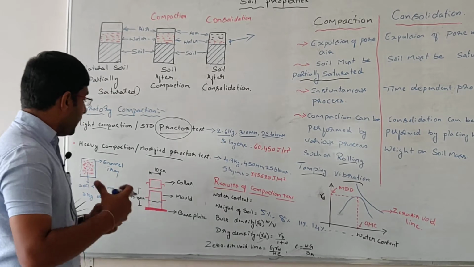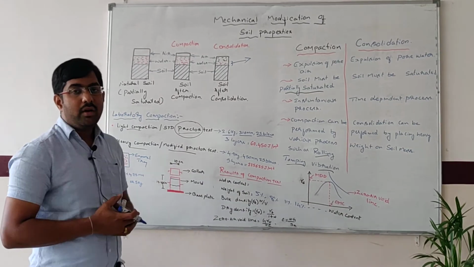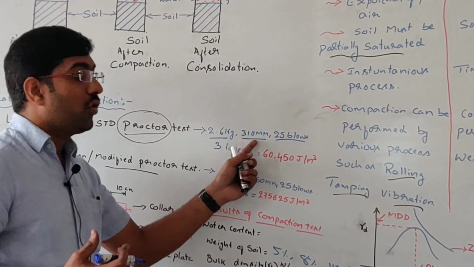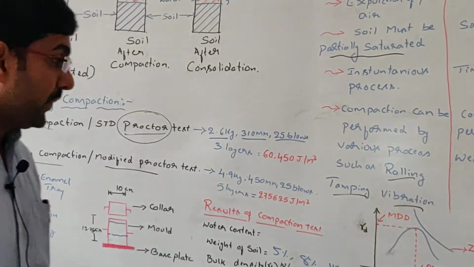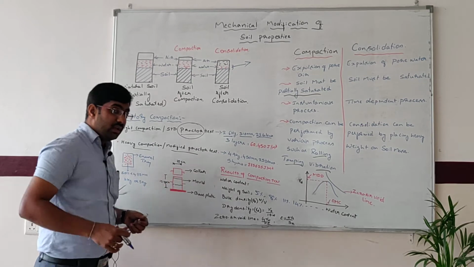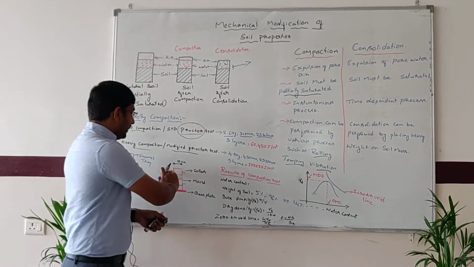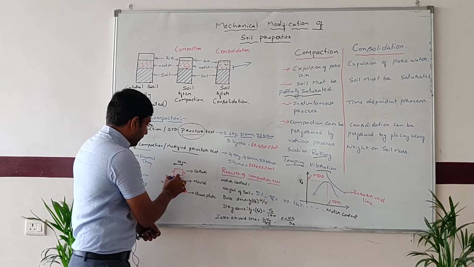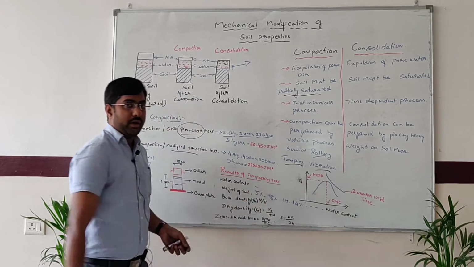After compacting the first layer, provide the second layer of soil in the mold and repeat the same process: compact the soil using the 2.6 kg hammer, dropping it from a height of 310 mm with 25 blows. Then place the collar and continue with the third layer in the same way. After compacting the 3 layers, detach the collar from the mold, trim the soil up to the top surface of the mold, and measure its weight. That weight should be recorded.